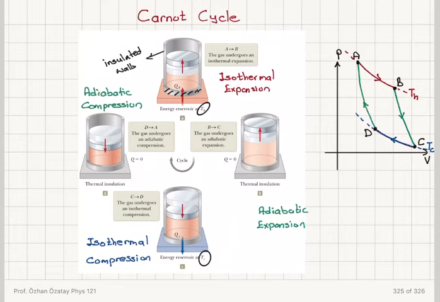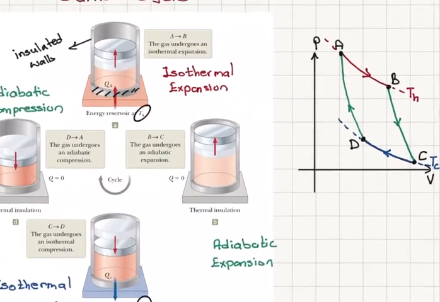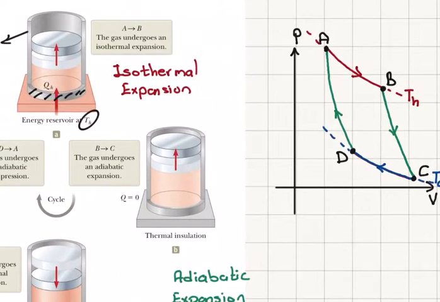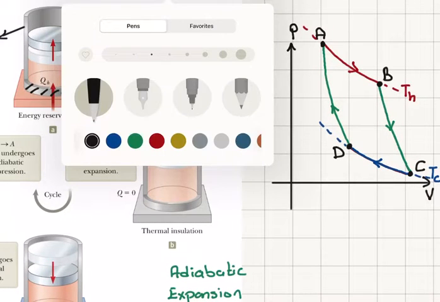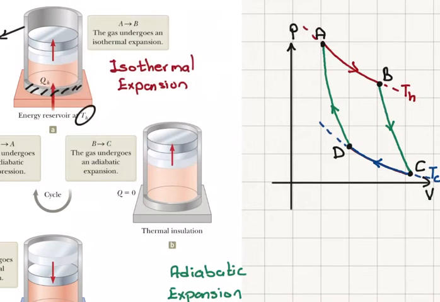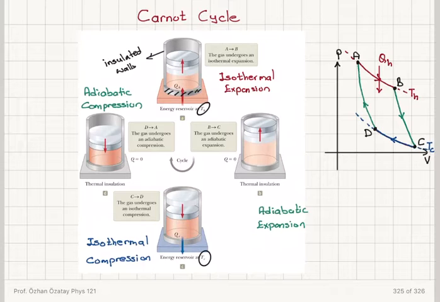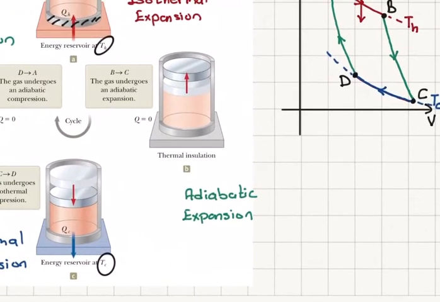So A to B, the process between point A and point B, is isothermal expansion. The volume is increasing, and during this process we're going to absorb heat from the hot reservoir. So this is when QH enters the cycle. And from point B to point C, before going to the cold reservoir, we have an adiabatic expansion process.